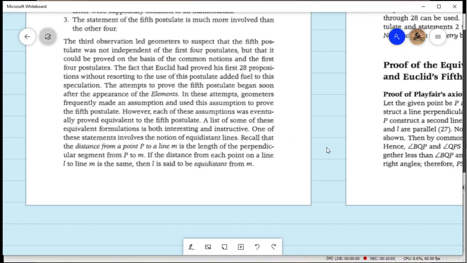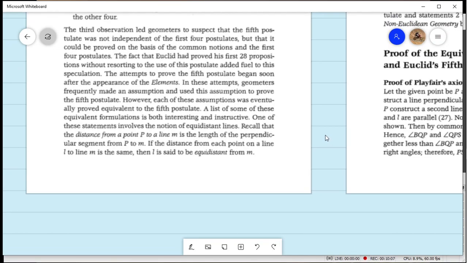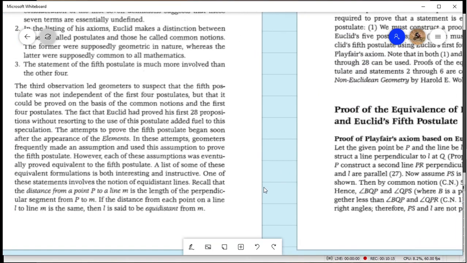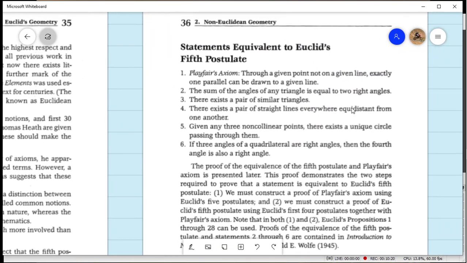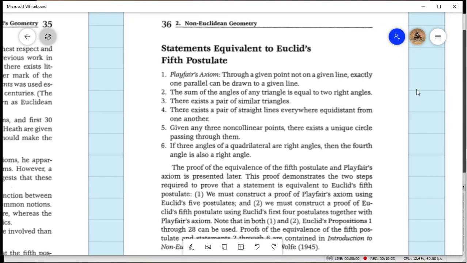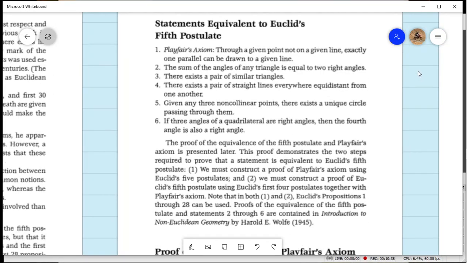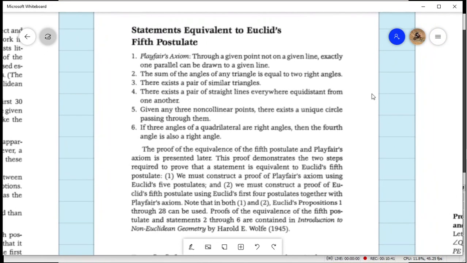And it was later proven that the assumptions they made were actually equivalent to the assumption in the fifth postulate. Okay, here is a list of these assumptions which were said to be equivalent to Euclid's fifth postulate. You have here Playfair's axiom, stating that through a given point not on a given line, exactly one parallel can be drawn to the given line. This is Playfair's axiom. This is much more popular in plane geometry.